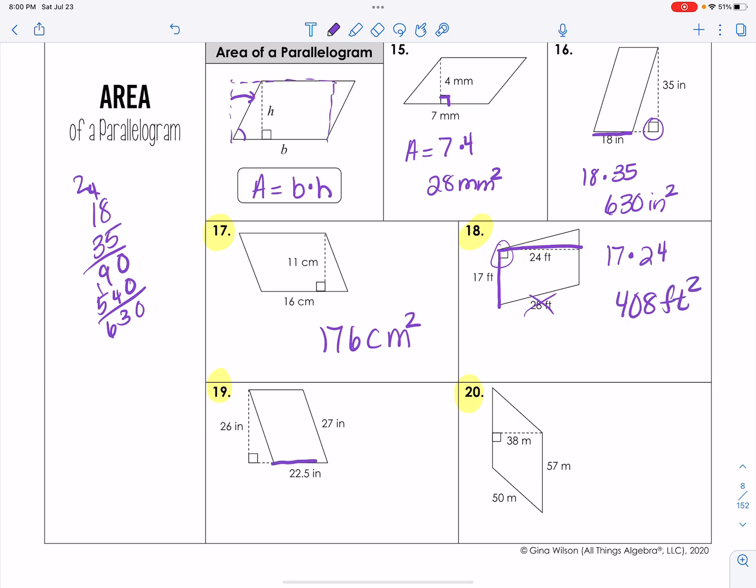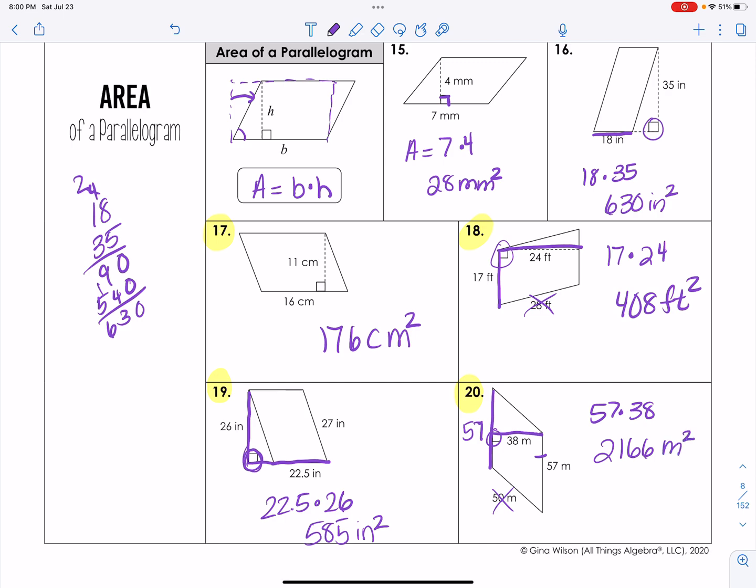Same thing on the next one. This is the base. Here is my right angle. This is the height. Those are the 2 numbers I used, 22.5 times 26, and the answer was 585 inches squared. Then the last one is the trickiest of all. If this is 57, then this side is also 57, and the right angle hits those 2 lines. So it's 57 times 38. Those are the numbers. The 50 is useless because it's on the slant. And you would get 2,166 meters squared. So that is area and perimeter.